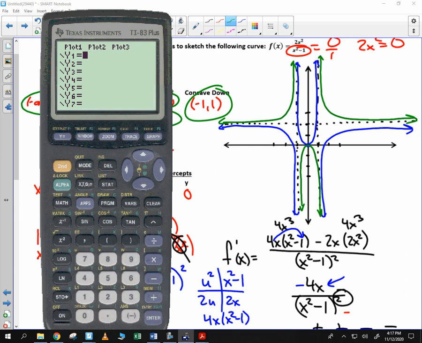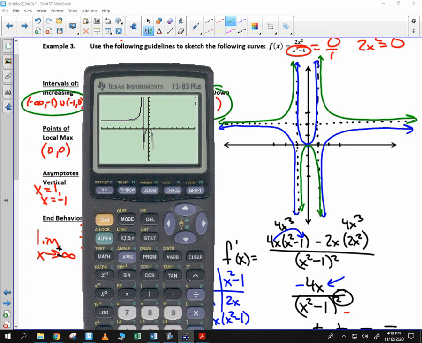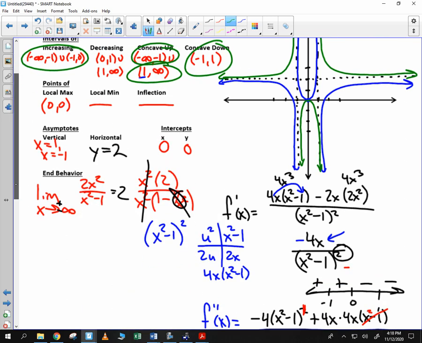Y equals 2x squared divided by parentheses x squared minus 1. My window, I'm going to make it an 8 by 8. I think that would be accurate for my drawing. My graph, and I'm looking at the green. My calculator does a poor job of drawing the asymptotes, but pretty good. I discovered that behavior. Nice work.